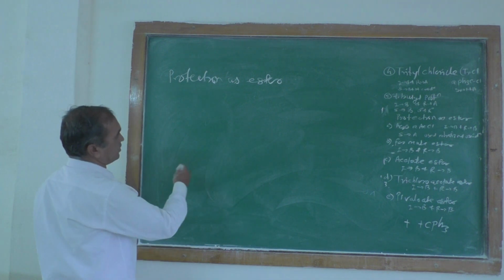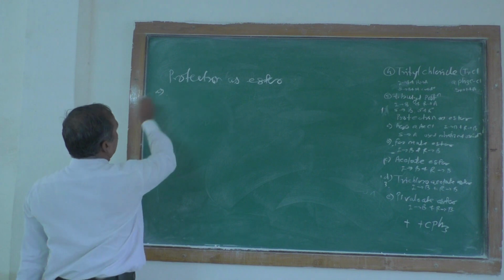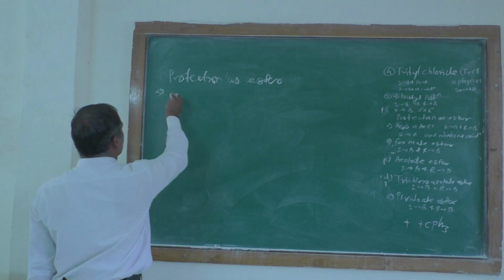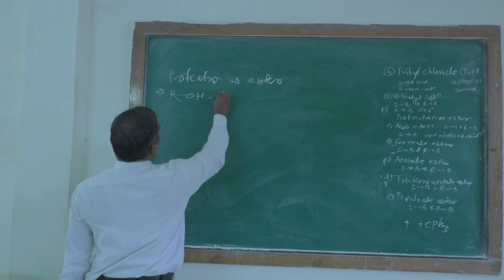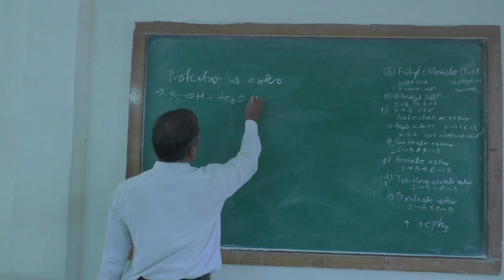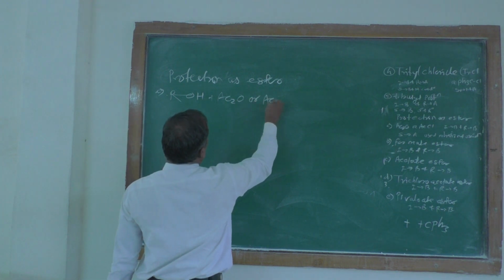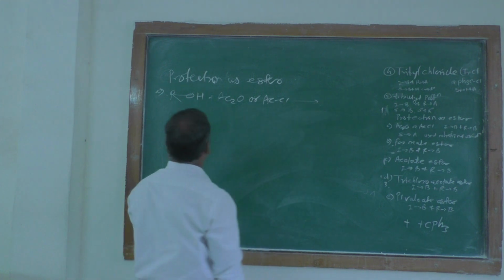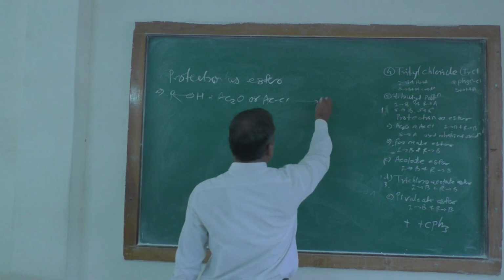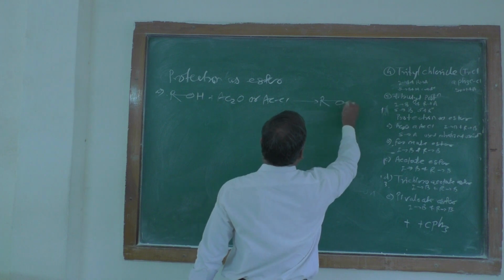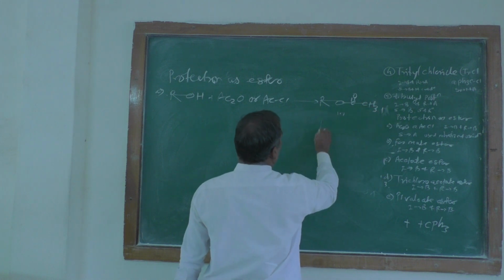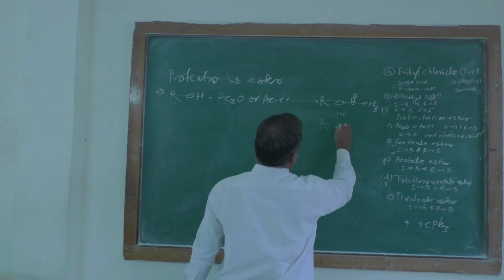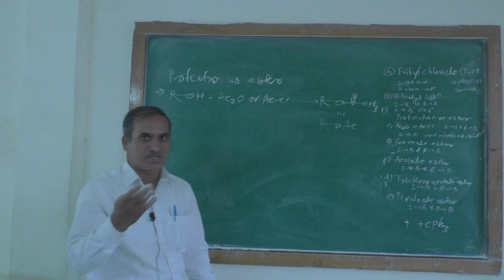Now let us look at the first one, A. Let us take the general formula of alcohol, ROH, that will be treated with Ac2O, or you can use AcCl. So what do you get? You are going to get the product RO C double bond O CH3, or we can write this compound as ROAc. Ac means acetyl group.